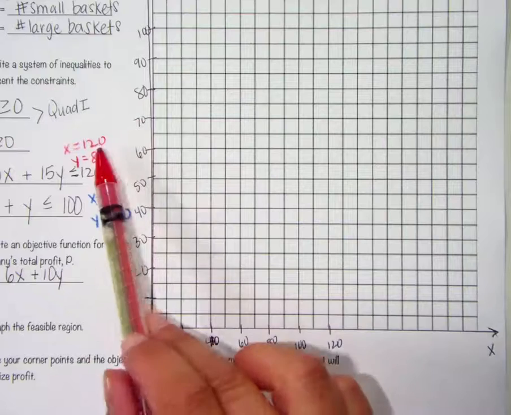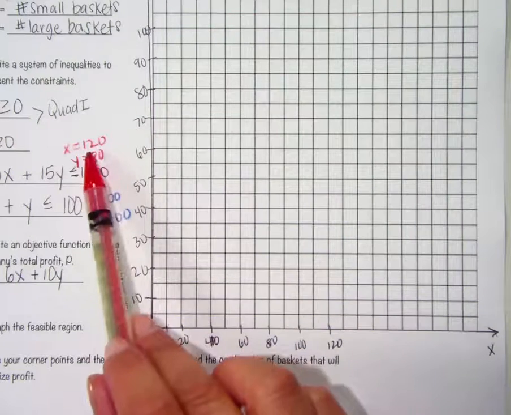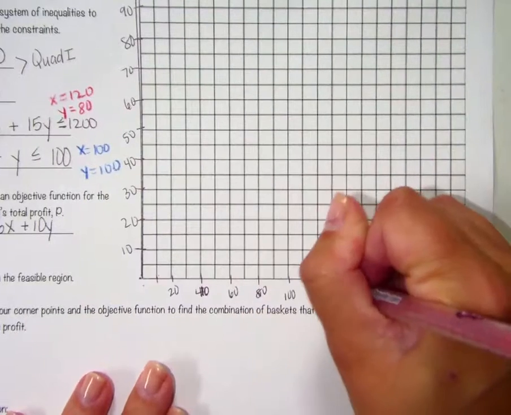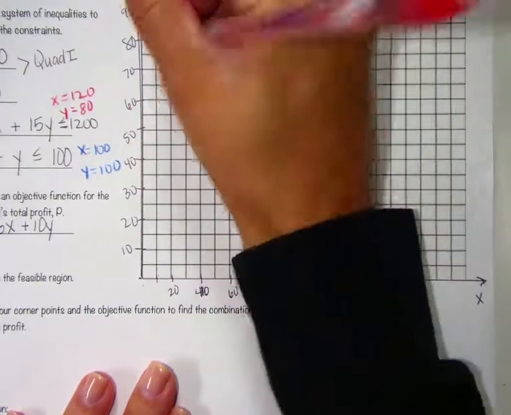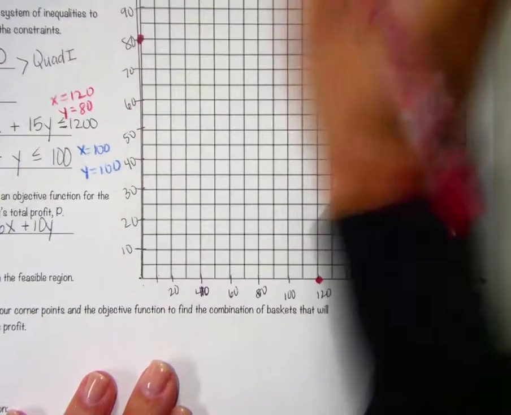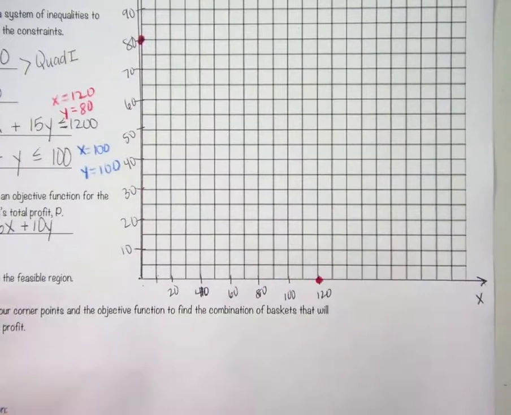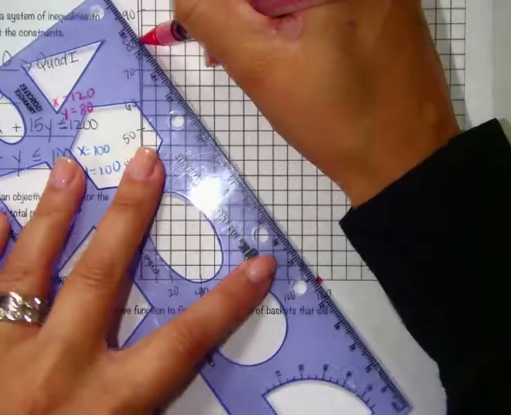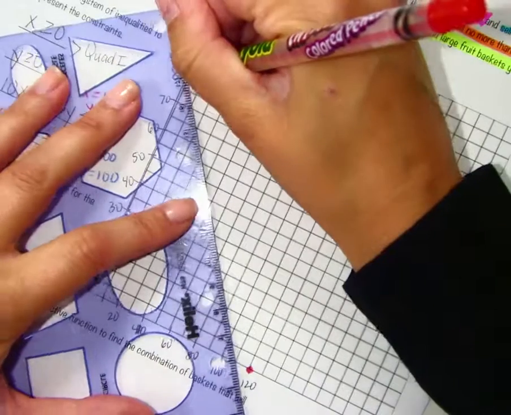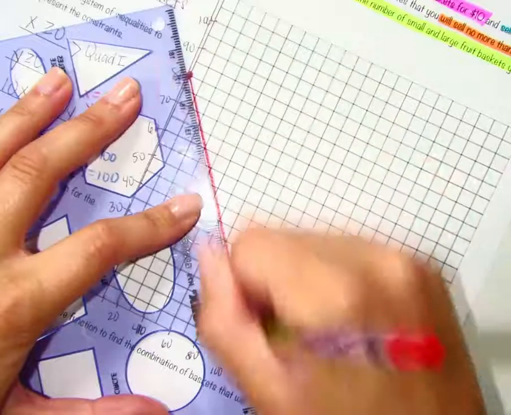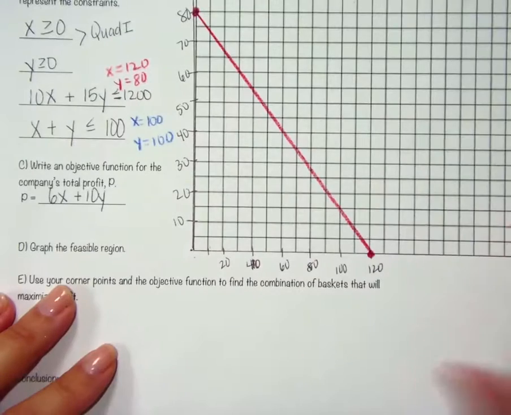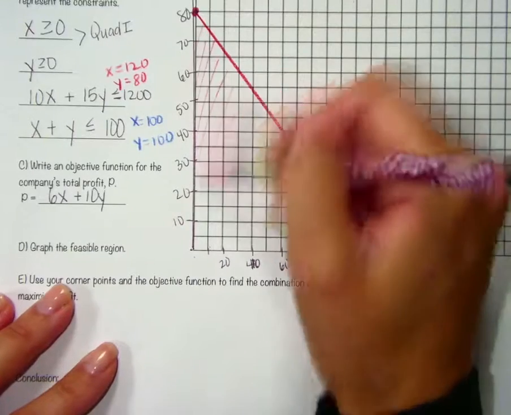And then from here, it's just a matter of graphing these using the intercepts. So for the first one, our x-intercept is 120. The y-intercept was 80. We're shading below.